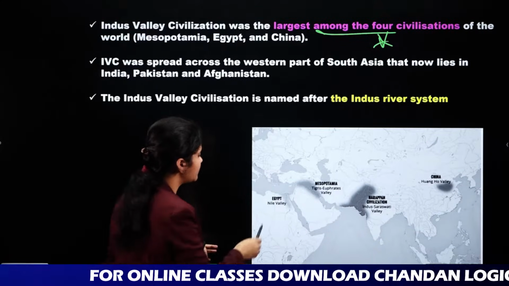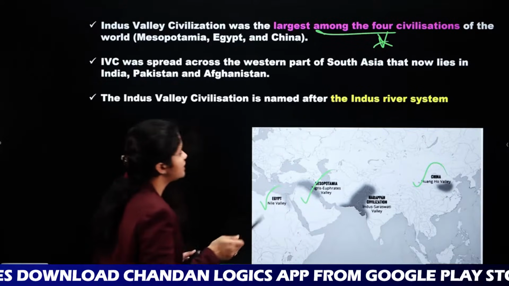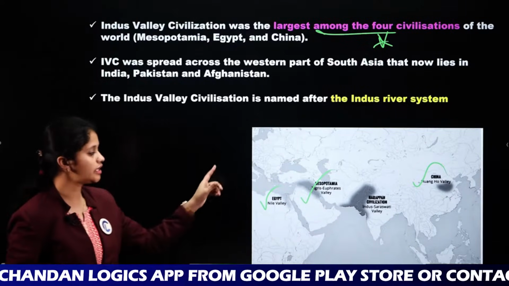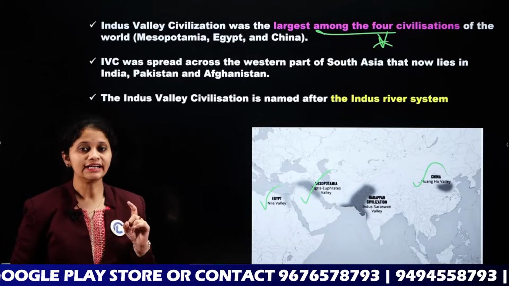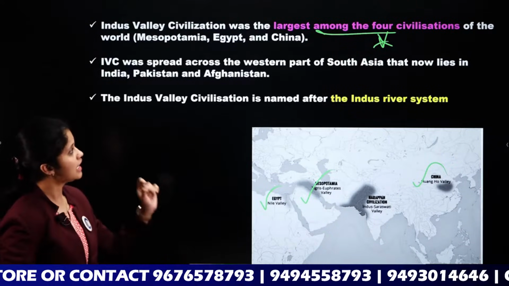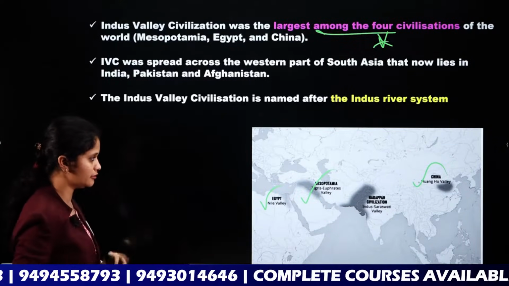If you concentrate, Egypt, Nile Valley, Mesopotamia and China. So these were the other 3, including Harappan Civilization, overall 4. So overall 4 in the world, Indus Valley Civilization is the largest among the 4 civilizations. That is the important fact you have to remember.